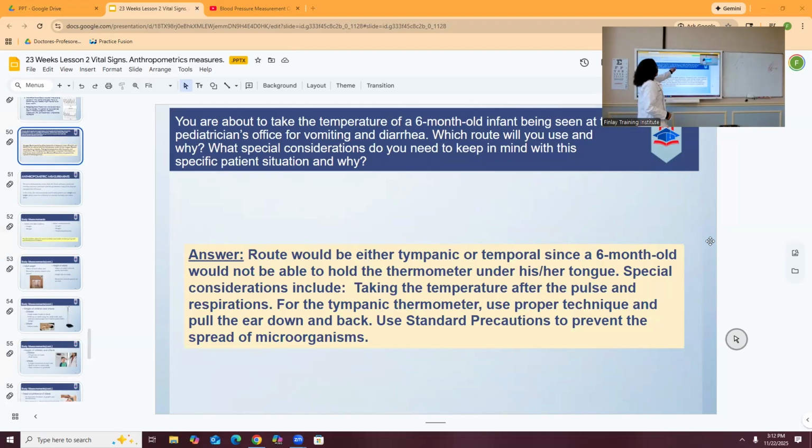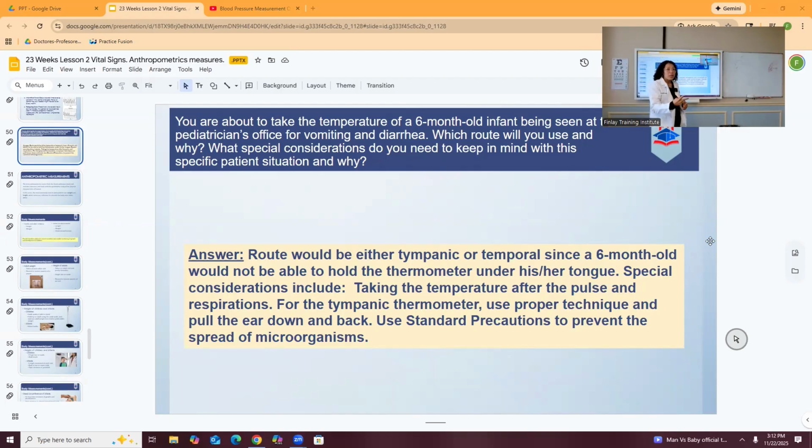Number 1, the patient has vomiting and diarrhea. So we cannot place anything in the mouth because we're going to make him feel nauseated again and probably vomit again. The patient is having diarrhea, so we are not going to use the rectal area because it can be contagious. You always have to look for your safety. And of course, we don't know if the patient is going to have a bowel movement, okay? That's key.